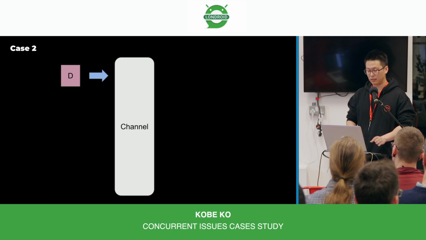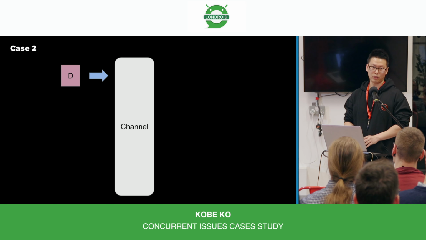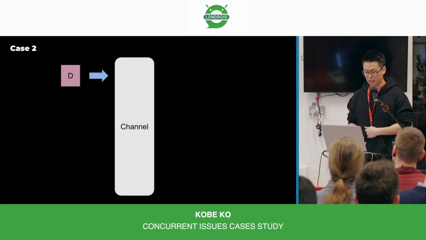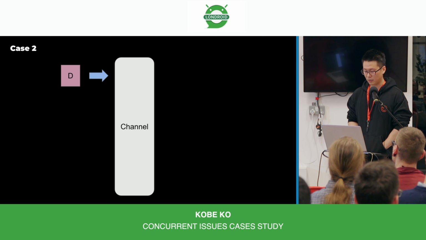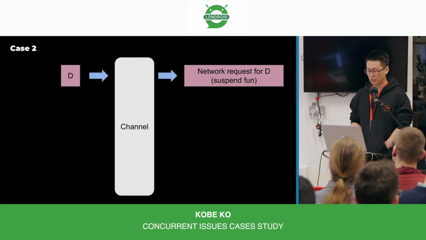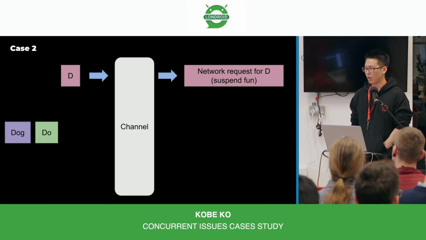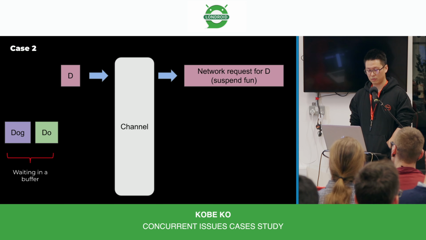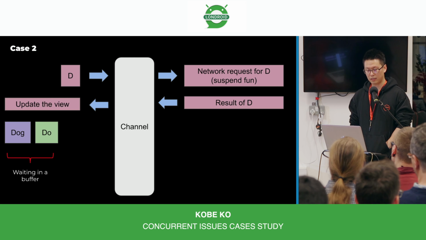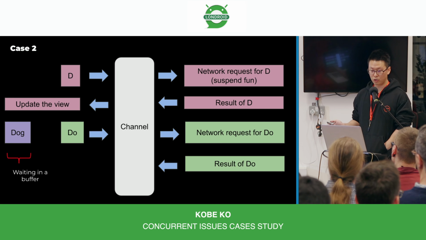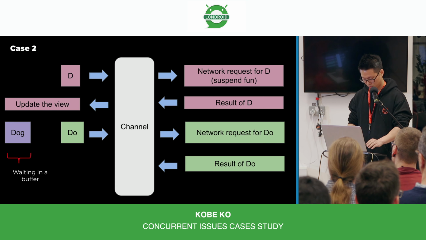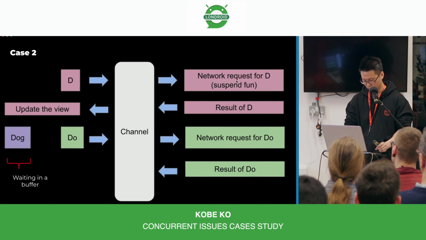I will explain the high-level concept first, and then we will go to code and I will do some live demo. Let's say the user types D, and we send it to the channel. We launch a coroutine to send a network request, which is a suspend function. The user keeps typing, DO, DOG. What happens here is that these two events wait in the buffer. They wait until we get the result for D and update the view, and then we send the second request to the backend and wait for the result. In the meantime, DOG still waits in the buffer. Cool. Now I'm showing some code.